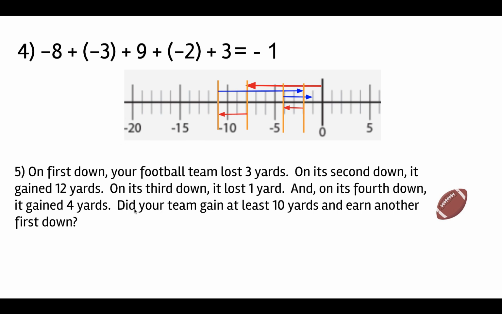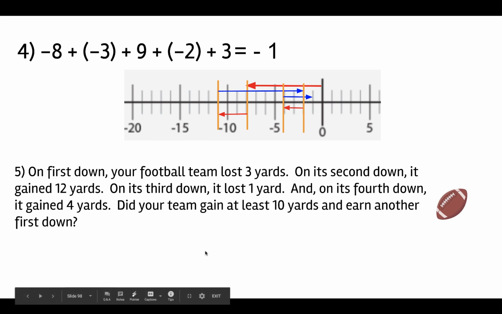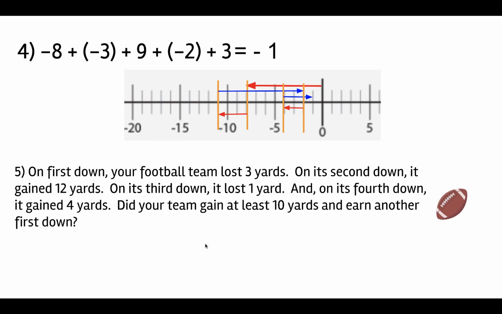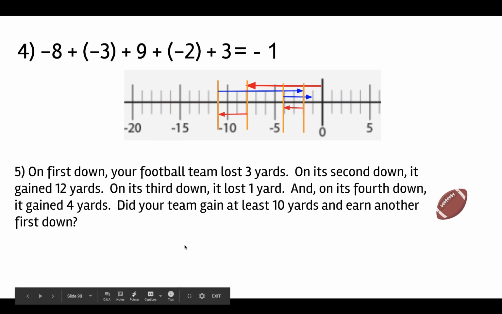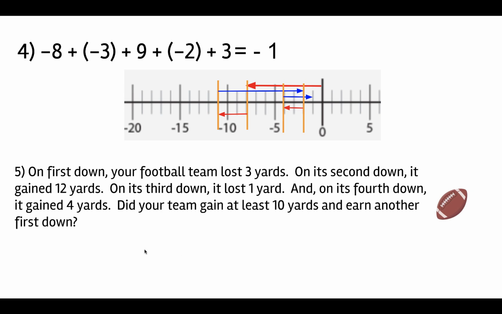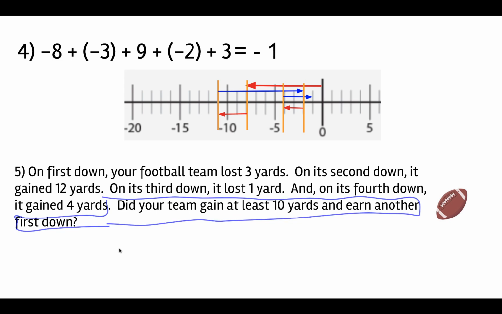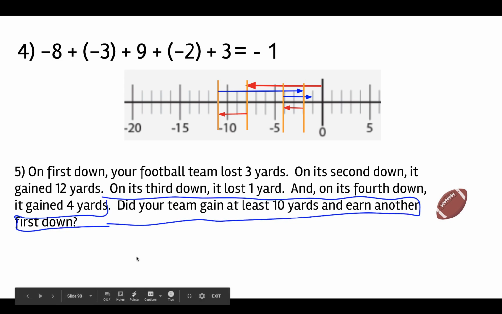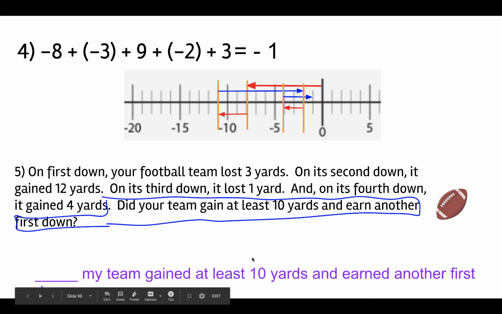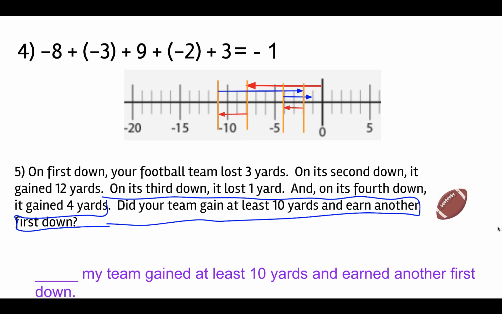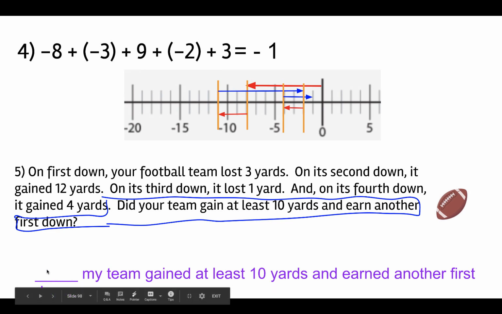This time I'm not going to have a number line to illustrate it, but we'll still talk it through. On first down, your football team lost 3 yards. On its second down, it gained 12 yards. On its third down, it lost 1 yard. And on its fourth down, it gained 4 yards. Did your team gain at least, meaning no less than 10 yards, and earn another first down? Now, we need to first figure out what are we being asked to find? If the team gained at least 10 yards to earn another first down. So my team gained at least 10 yards and earned another first down. So we'll fill in here either yes or no.